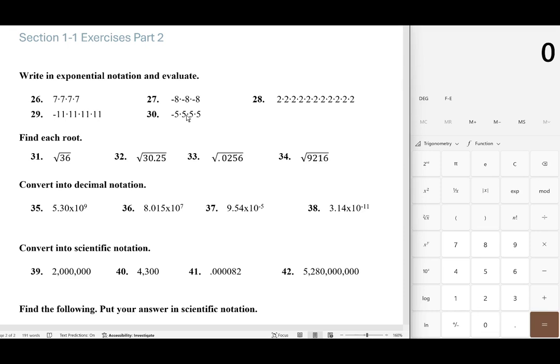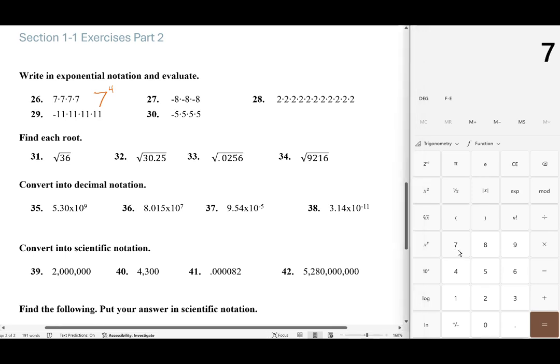It says to write in exponential notation and evaluate. So let's focus first on writing, and then we'll plug them in the calculator. In number 26, there are 1, 2, 3, 4 7s being multiplied by each other. So 7 is our base, and then we're going to write a 4 as our exponent. That's part of our answer. Then we need to evaluate it, which means get the number itself.